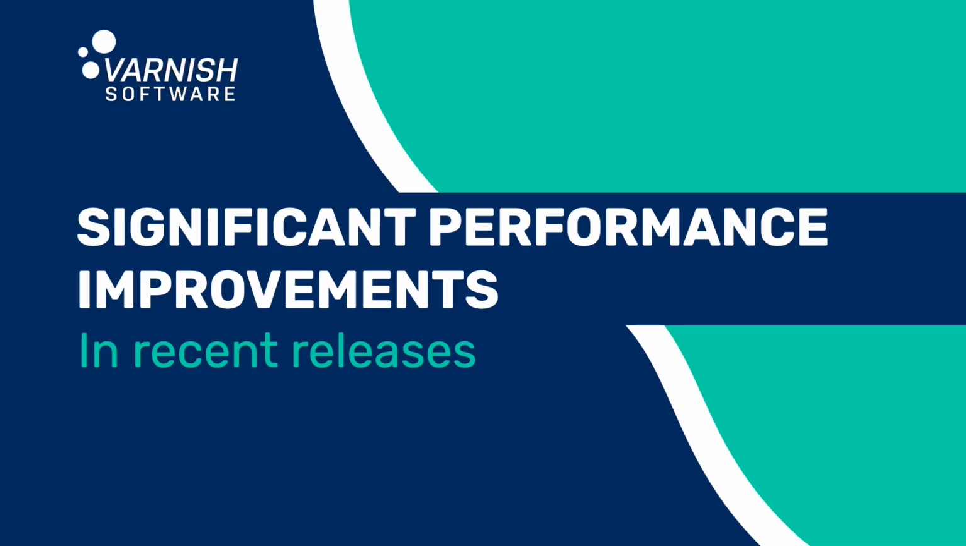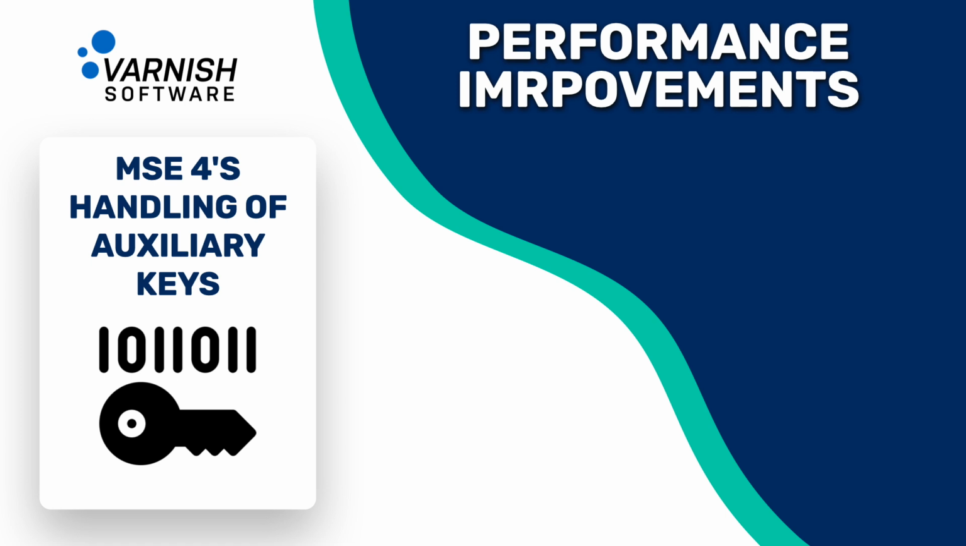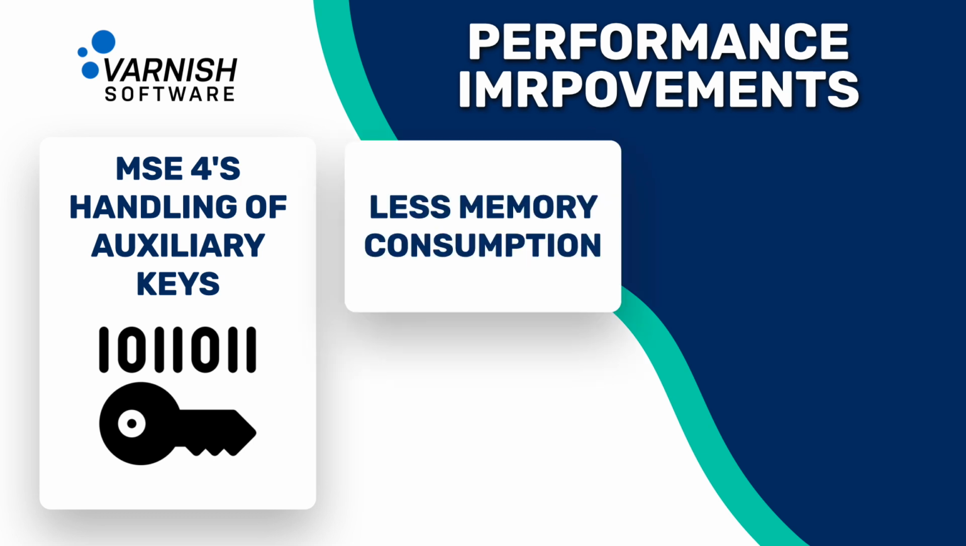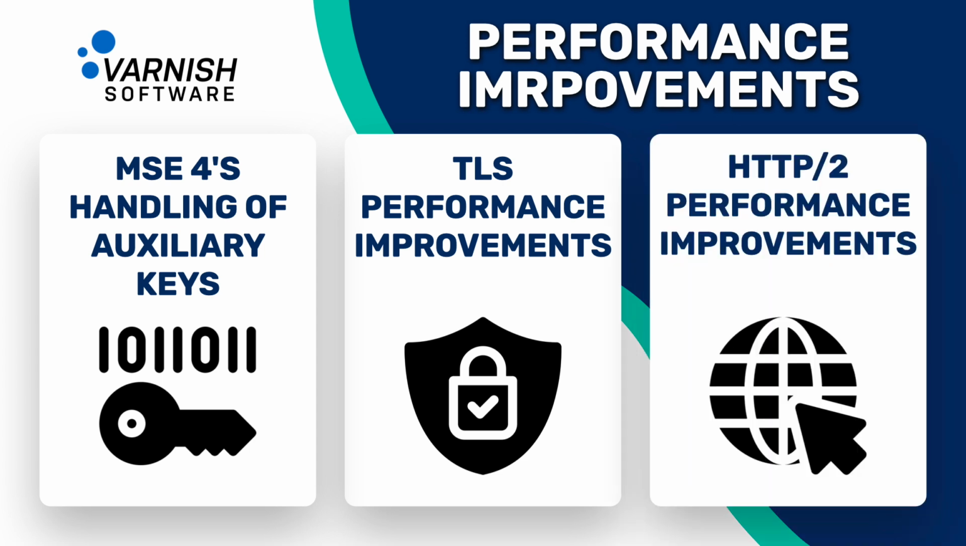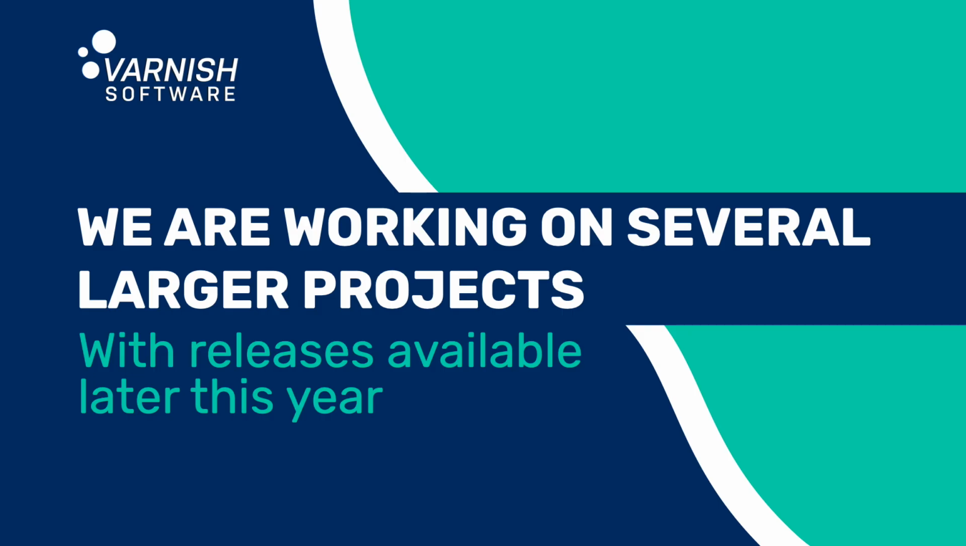Some of the recent releases contain significant performance improvements. For example, the Massive Storage Engine version 4's handling of auxiliary keys, also known as Y keys, is much more efficient, using less memory and less CPU. We have also improved the TLS and H2 handling in Varnish, which is now much more performant than previous. At the same time, we have been working on several larger projects that will be available later this year.